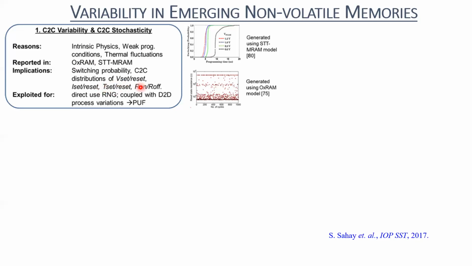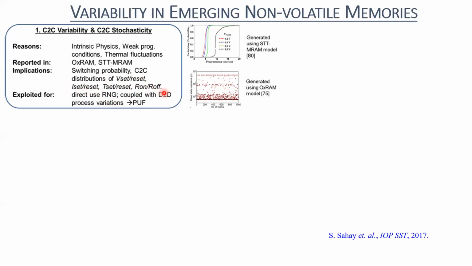Then the LRS and HRS resistance will also fluctuate, not from device to device, but from cycle to cycle. So directly, what can this be used for? It can be used for RNG. And indirectly, if you couple it with device to device variation, then you can also use it for physical unclonable function.